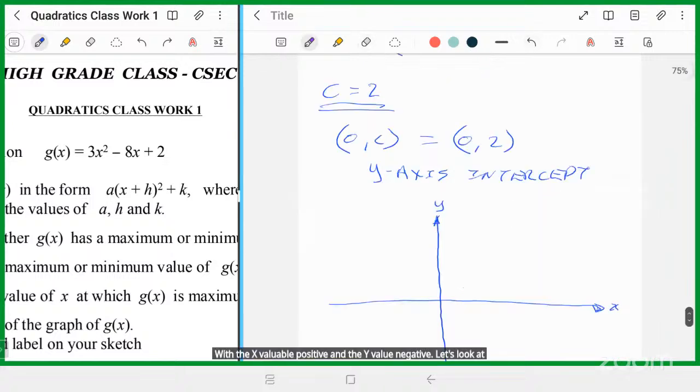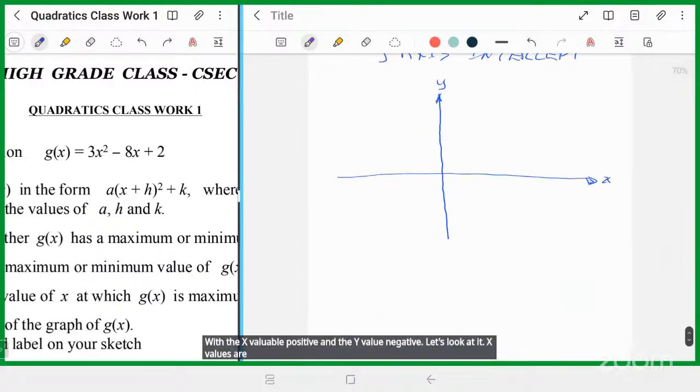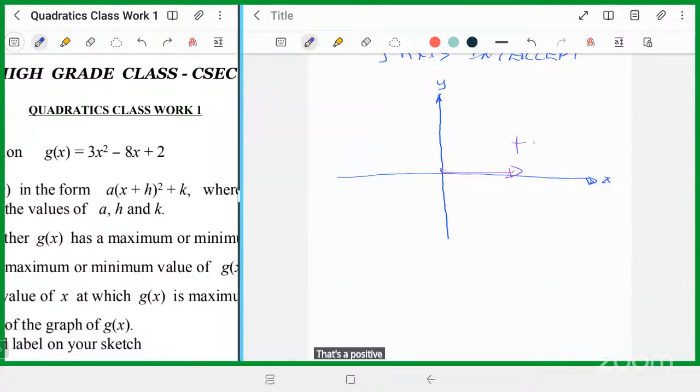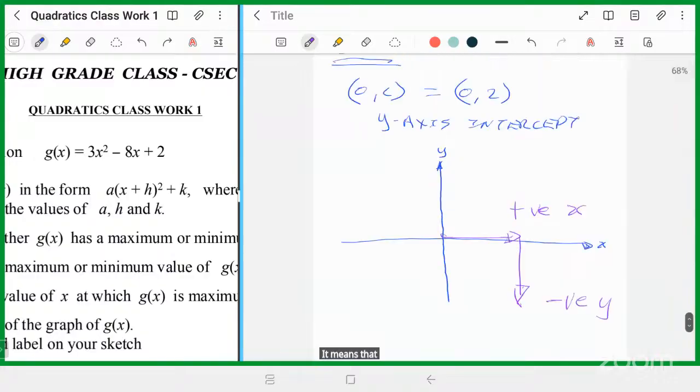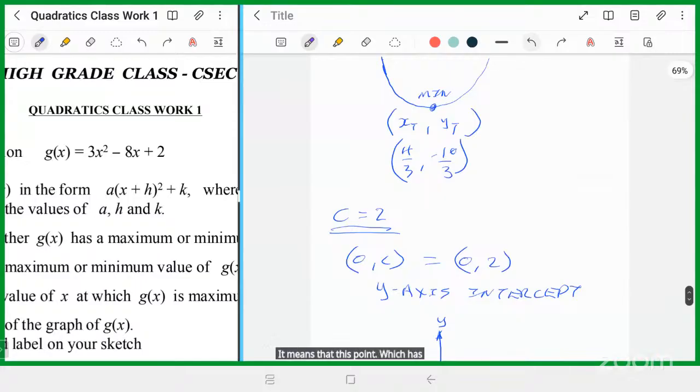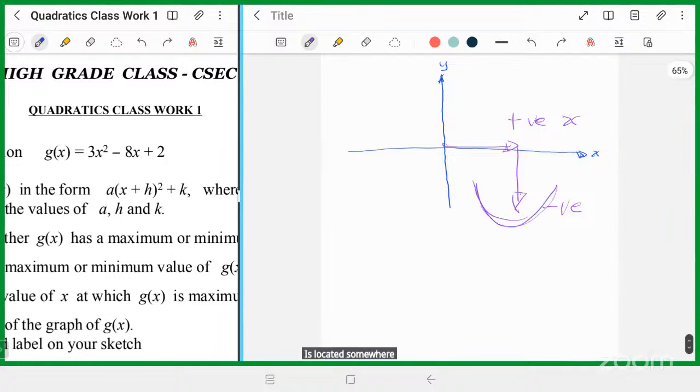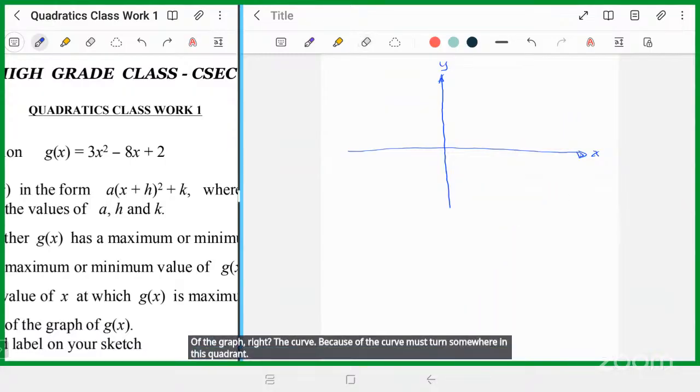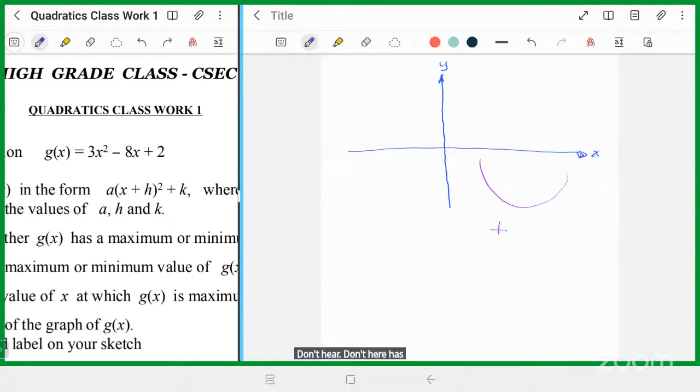Let's look at it. X values are positive to the right of the y-axis. That's a positive x value. And y values are negative down here. It means that this point, which has a positive x value and a negative y value, is located somewhere down here. So the quadratic curve must turn somewhere in this quadrant of the graph. Down here has positive x values and negative y values.